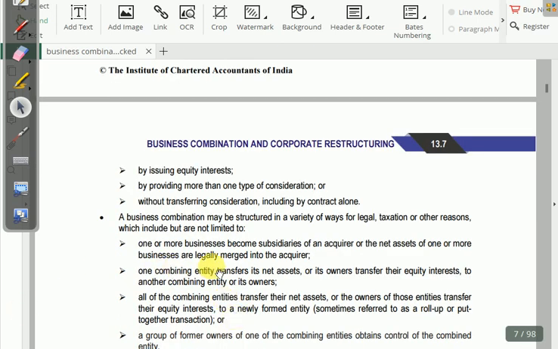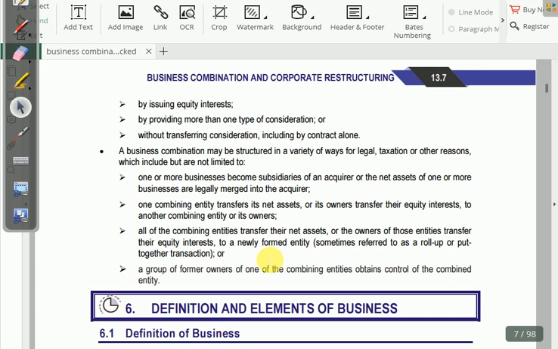A business combination may be structured in a variety of ways for legal, taxation, or other reasons, which include but are not limited to one or more businesses becoming subsidiaries of an acquirer, or the net assets of one or more businesses being legally merged into the acquirer. We are just buying the subsidiaries, or we are buying the net assets of the subsidiaries.